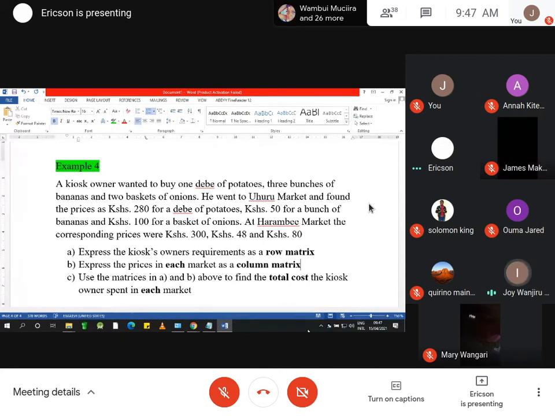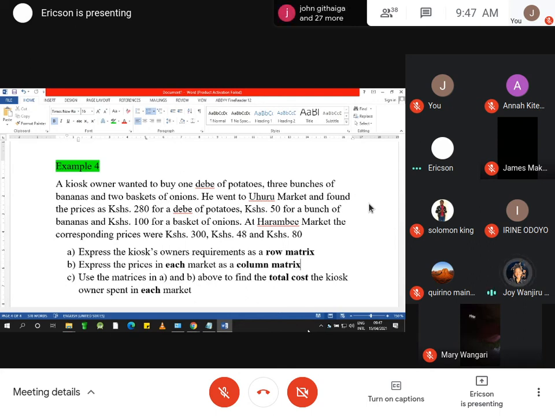I have got the answer. Okay, which answer? Of A, B and C? You have done them all. For A, the row matrix of the kiosk owner's requirements is 1, 3, 2. Okay.